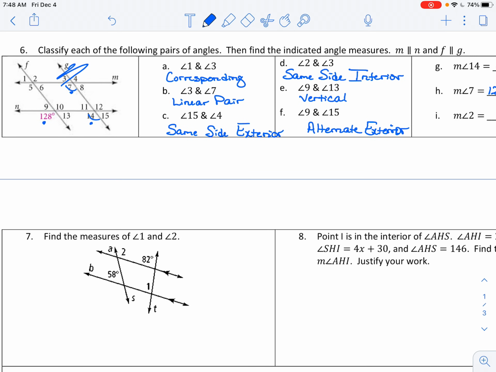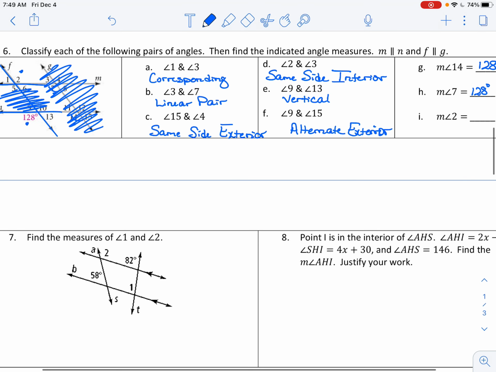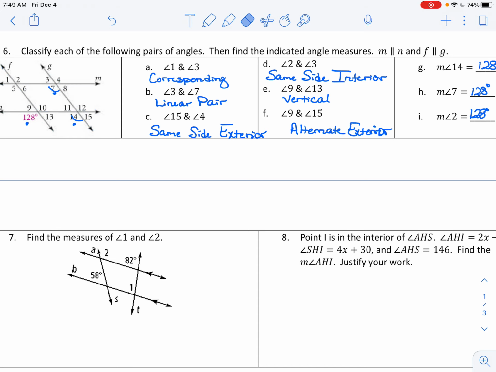Then I'm going to 2. There's several ways I could do this. I'm going to ignore this side of my picture. So 128 is in the bottom left, 2 is in the top right. There's nothing in common, so they're not on the same side. They are on alternate sides of my transversal, and they are outside my lines. Neither one is between these lines. These are alternate exterior angles, which are also congruent. If they're not a linear pair or on the same side of the transversal, then they're going to be congruent.